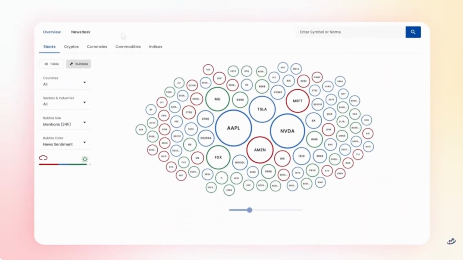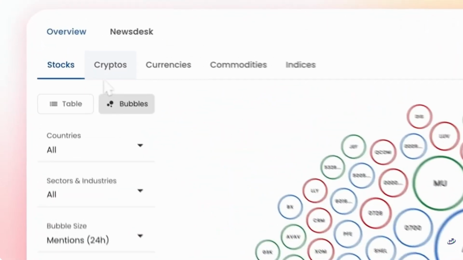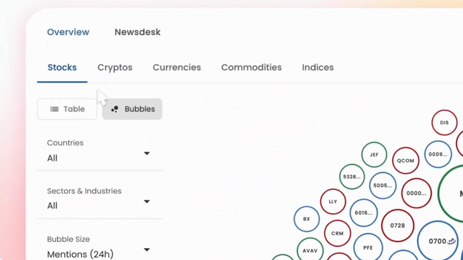Let's start on the screener page of TC Crowd Insight. You can start by picking the asset class you are interested in researching. Based on your broker's offerings, you will see research for stocks, crypto, currencies, commodities, and indices. I am going to remain looking at stocks.